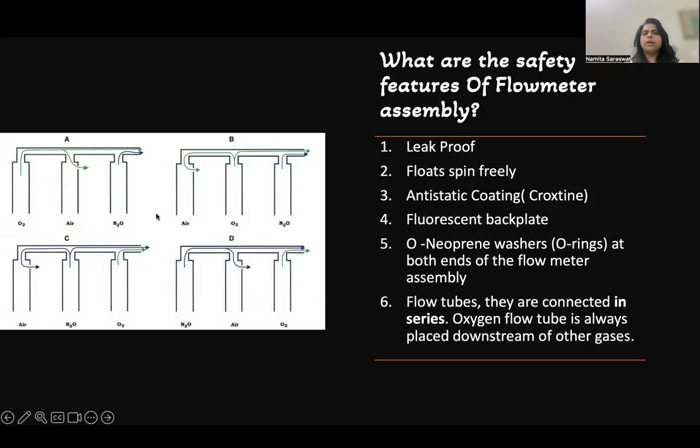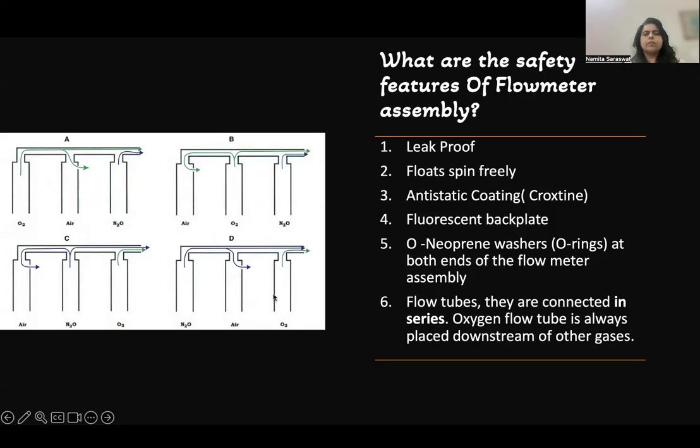Now coming on to the arrangement of the flow tubes. They are connected in series, and the oxygen is always present downstream of the gas. Downstream means towards the common gas outlet. So try to understand: if oxygen is upstream and there is a breakage in some tube, the oxygen is coming from here and will get mixed or lost here. The ultimate concentration of oxygen will be very low.